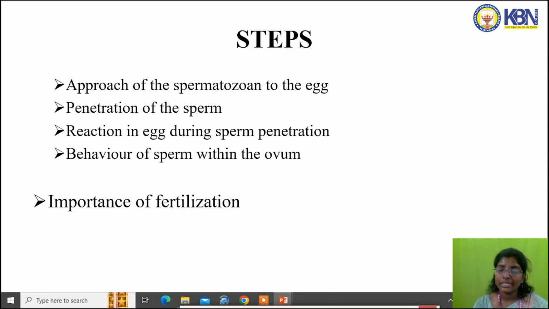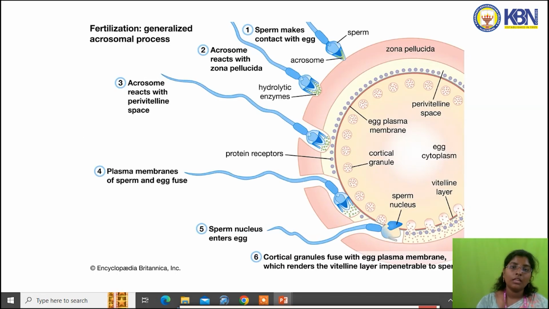When the sperm breaks all the walls of the egg, the nucleus present in the sperm body enters into the ovum ooplasm. Here, the sperm makes contact with the egg. Some hydrolytic enzymes are secreted onto the zona pellucida. This is the sperm getting attached to the zona pellucida wall of the egg.